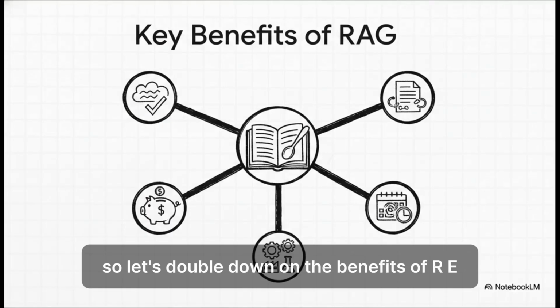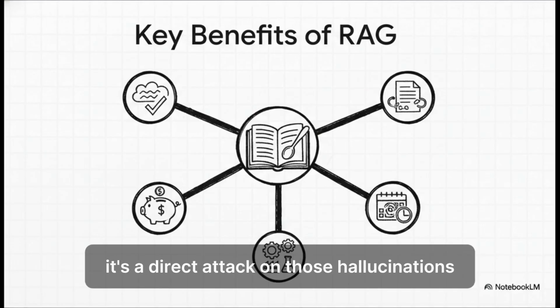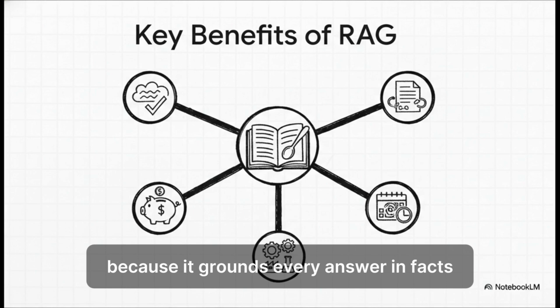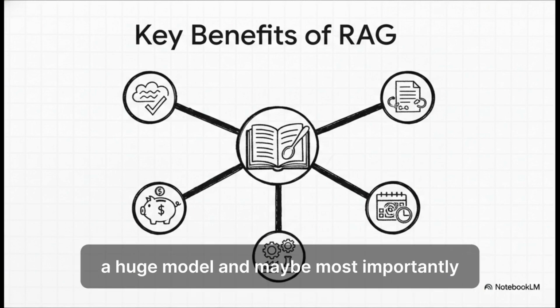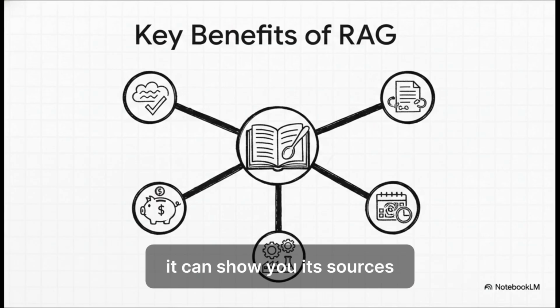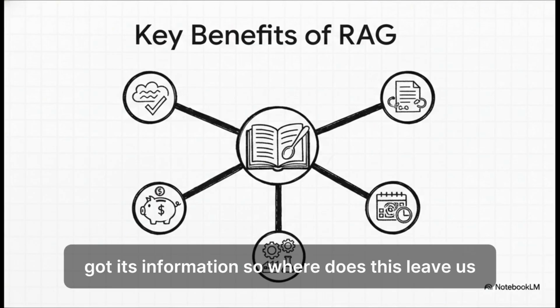So let's double down on the benefits of RAG for a second. As research from Microsoft points out, it's a direct attack on those hallucinations because it grounds every answer in facts. It's way more cost-effective than constantly retraining a huge model. And maybe most importantly, it can show you its sources. It builds trust because you can see exactly where the AI got its information.